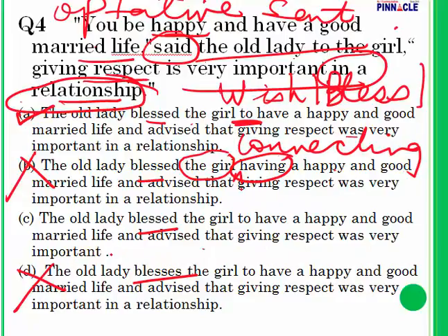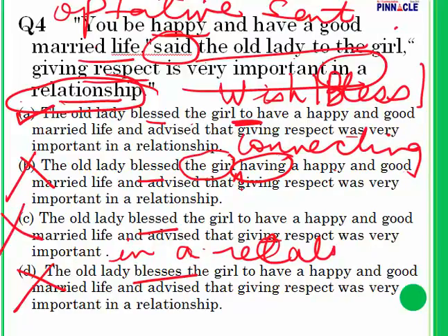The relationship is missing in part here. Where is the relationship? So incomplete information has been given. If incomplete information has been given, this will also get eliminated. What are we left with? We are left with only A. So my answer for question number 4 is A.